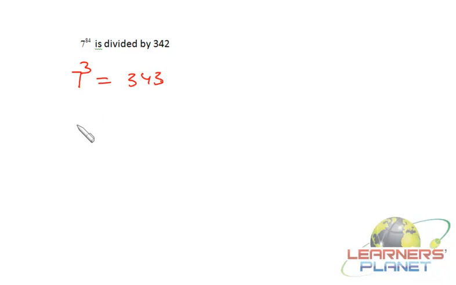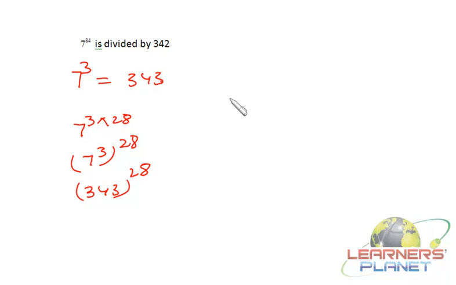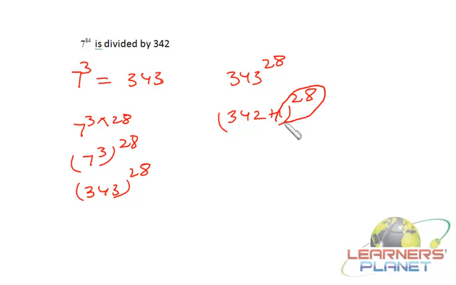So what I can do is write 84 as 3 into 28. So it is 7 cube raised to 28, and 7 cube is actually 343. So it's 343 raised to 28. Now I have to divide 343 raised to 28 by 342 and find out the remainder. Now 343 can be written as (342 plus 1) raised to 28. Now if this expression is divided by 342, the remainder will be 1 raised to 28, that is 1 only.